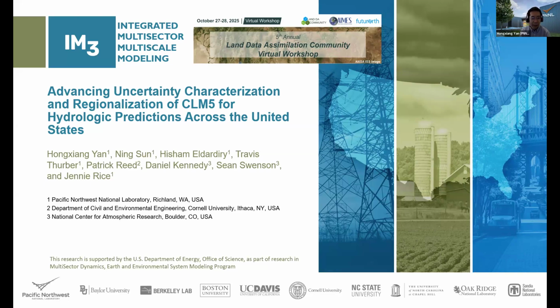Good morning, everybody. I'm going to talk about some work on the uncertainty characterization and regionalization for Community Land Model version 5, focusing on hydrologic prediction. This focuses on streamflow across the United States.